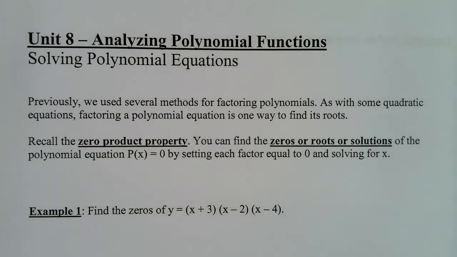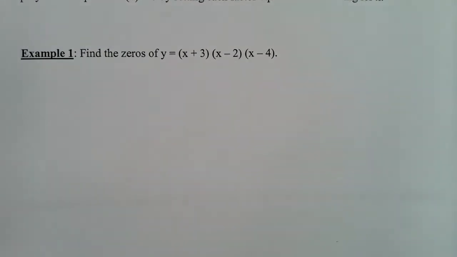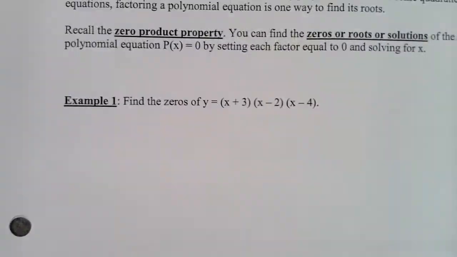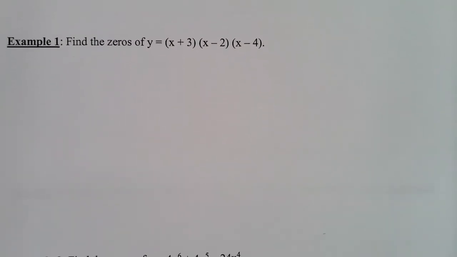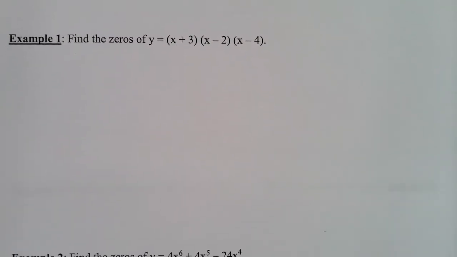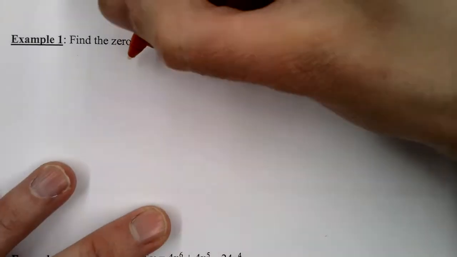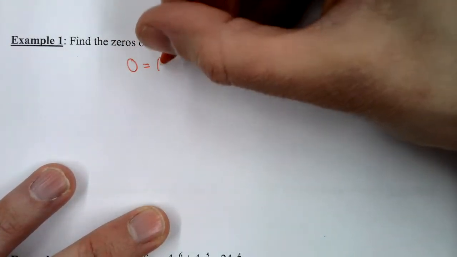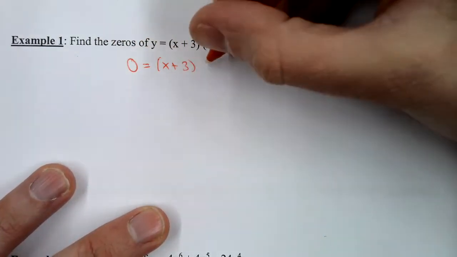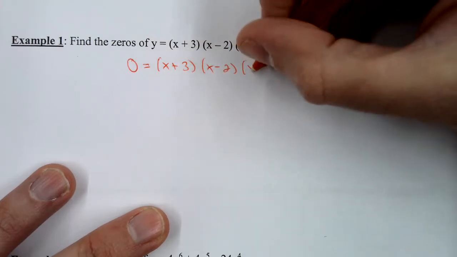Okay? You can find those of the polynomial equation p of x equals 0 by setting each factor equal to 0 and solving for x. Okay? So, example 1. We have 6 examples today, and we'll start with a nice easy one. Find the zeros of this equation. What that means is substitute 0 in for y and solve the equation. That's what I mean by find the zeros.